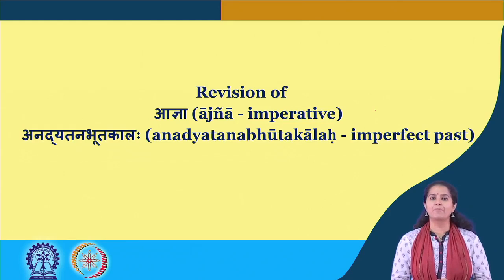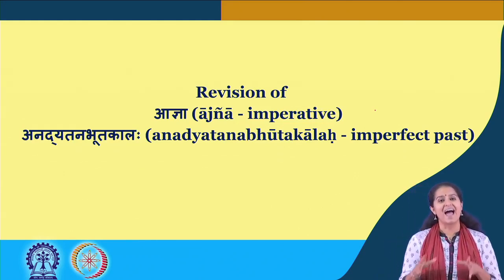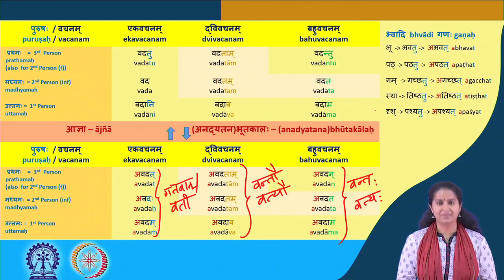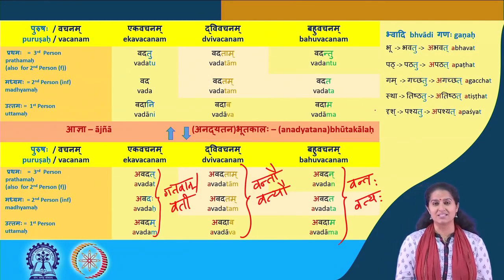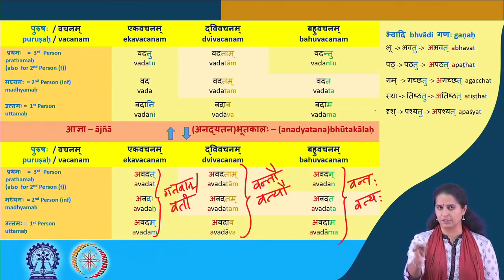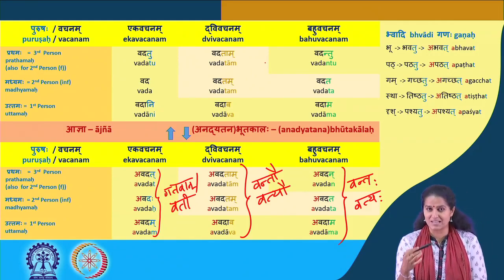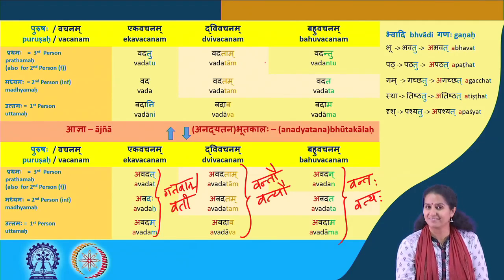Let's do a quick recap also of the ajna, of the verb conjugation. So we look at the ajna and the anadyatana bhuta, or the imperfect past. So here we have the verb vadatu in the ajna. So vadatu, please speak, or if it's an order, then vadatu, depends on the tone. So vadatu, vadatam, vadantu. Repeat after me. Kripaya vadantu, vadatu, vadatam, vadantu.